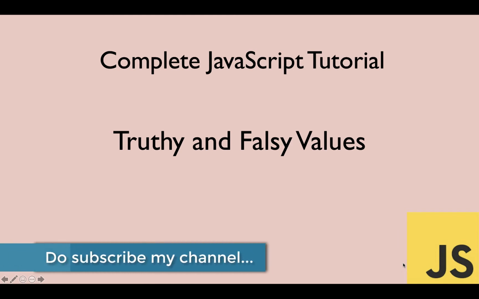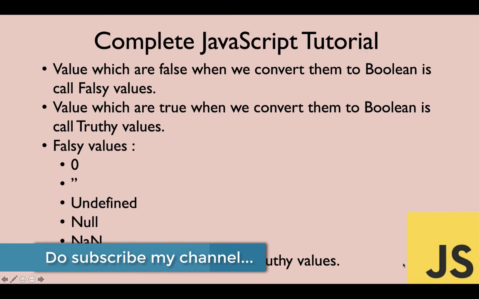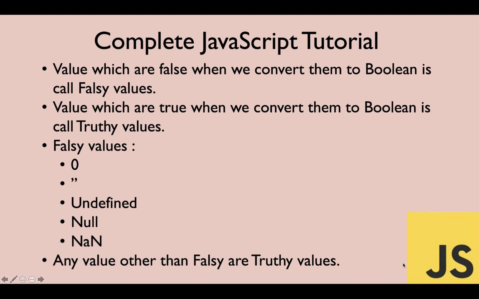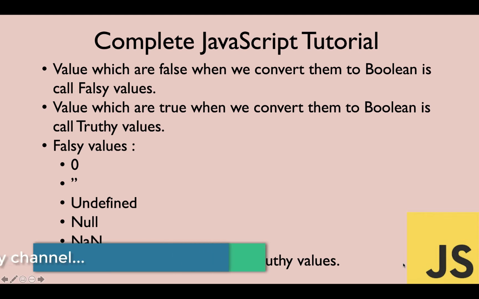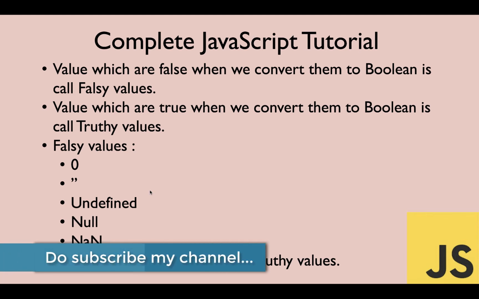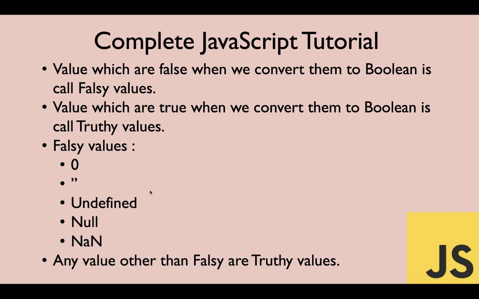In this current session, we'll cover what is a truthy value and what is a falsy value. It's a very simple concept. Whenever we try to convert any value into a Boolean value, if the result of this conversion is false, then the value is called a falsy value. And if the conversion of the particular value into a Boolean results in true as an output, then it's called a truthy value. Currently, a falsy value only comes when we try to convert the below 5 values into a Boolean, that is 0, blank, undefined, null, and not a number.